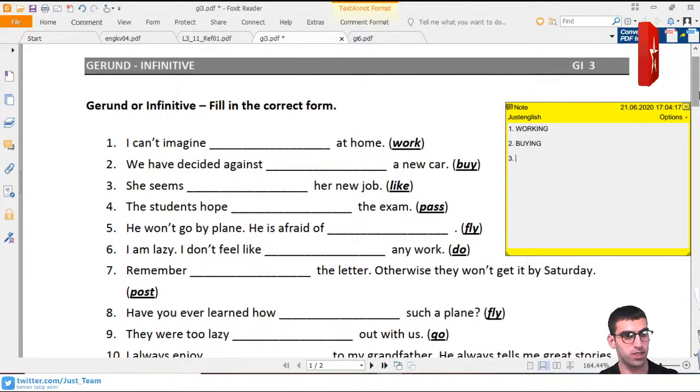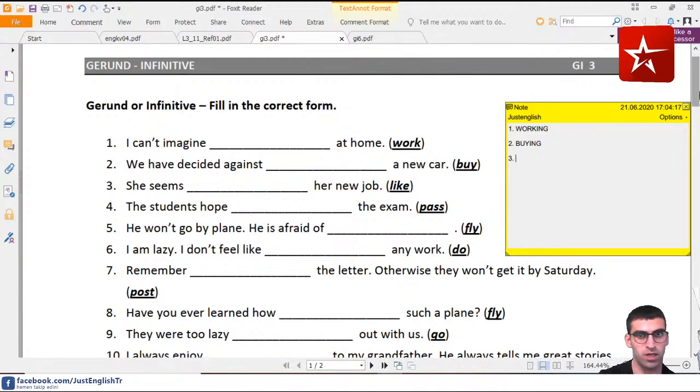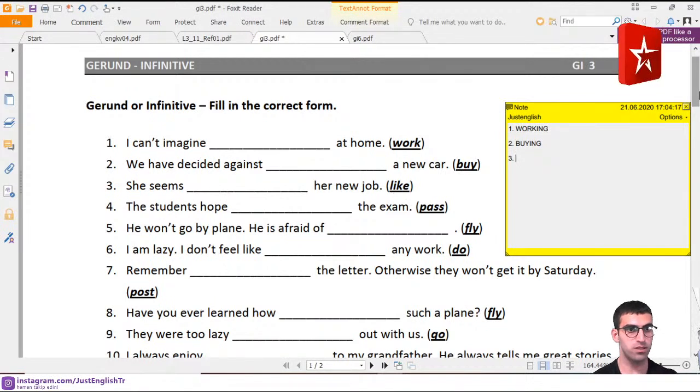Number 3, she seems blah blah blah her new job. Elif wanted to say to buy, but she wrote to be, so it's okay, no problem. Recep Salam says like, she seems like. Okay, we will see which one is correct.